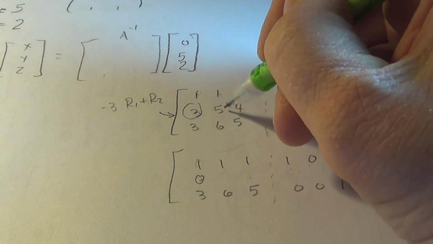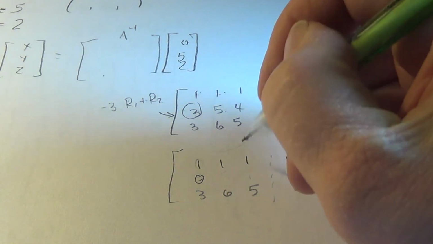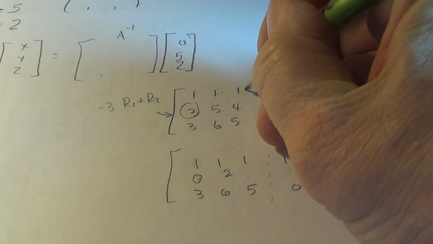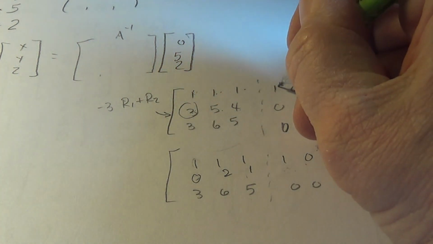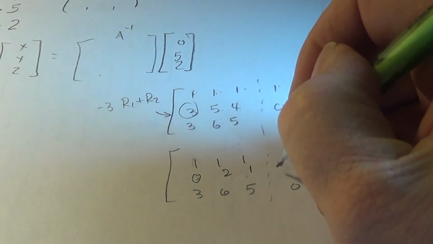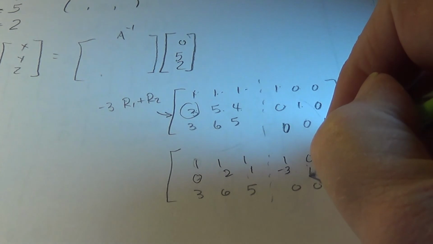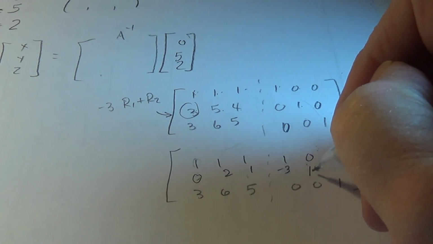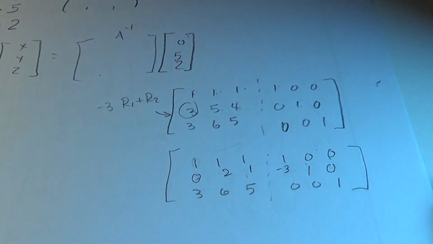Negative 3 times 1 is negative 3 plus 5 gives me a 2. Negative 3 plus 4 gives me a 1. Negative 3 plus 0 gives me a negative 3. Negative 3 times 0 plus 1 is a 1. And negative 3 times 0 plus 0 is a 0. Alright, let me start the rest of this on part 2.